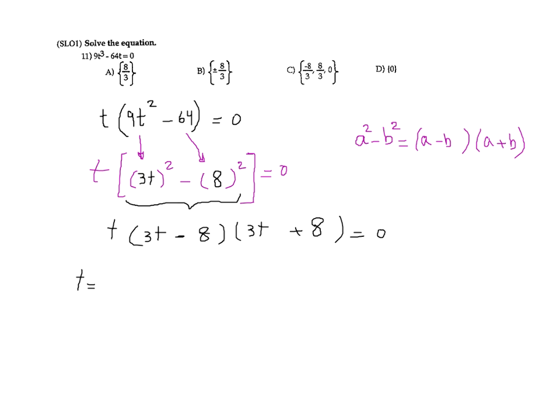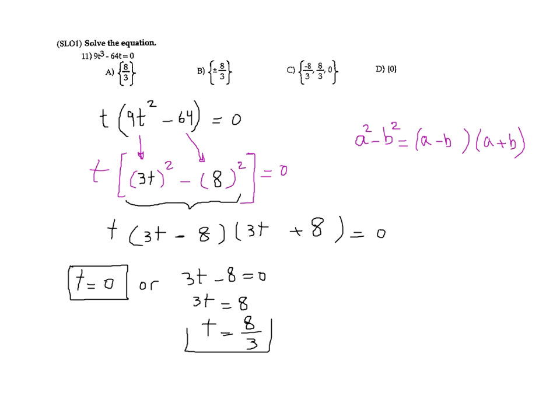So the first term is t is equal to 0, that's one solution. Or 3t minus 8 is equal to 0, I can solve for t by adding 8 to both sides of the equation and dividing both sides of the equation by 3. That's my second solution. Or 3t plus 8 equal to 0. If I subtract 8 from both sides of the equation, I get 3t is equal to minus 8. So t is equal to minus 8 over 3.